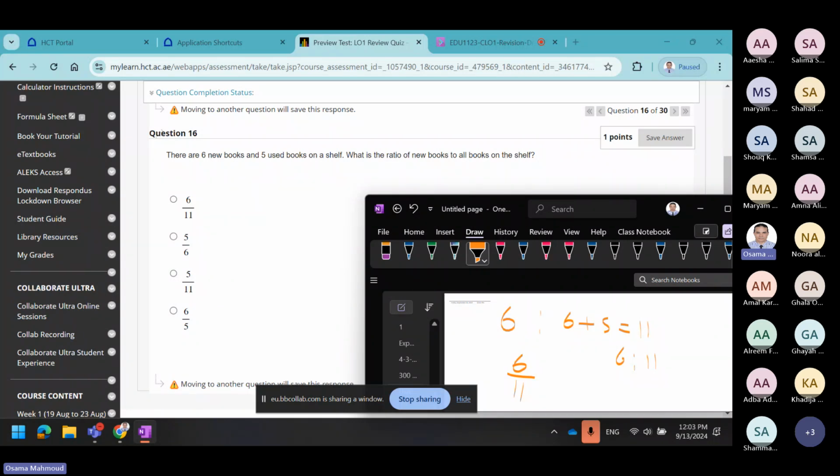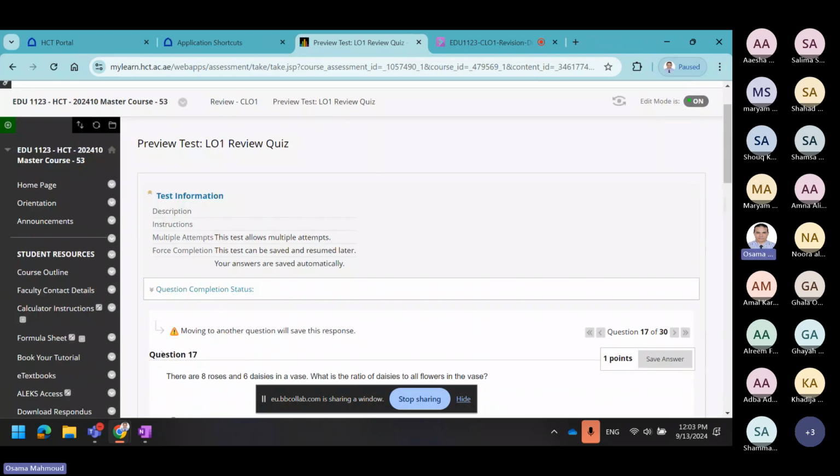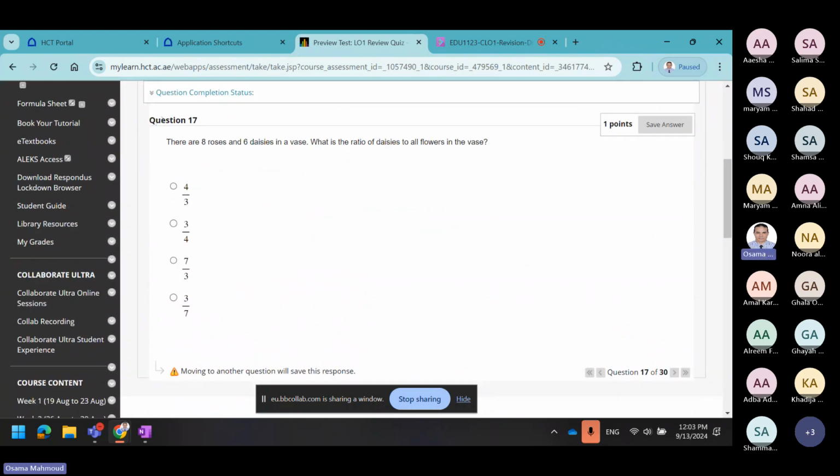Remember, you are not going to compare the old with the new. No, you compare the new to the total. So you have to add them together, right? Number 17. Yes, here it is.